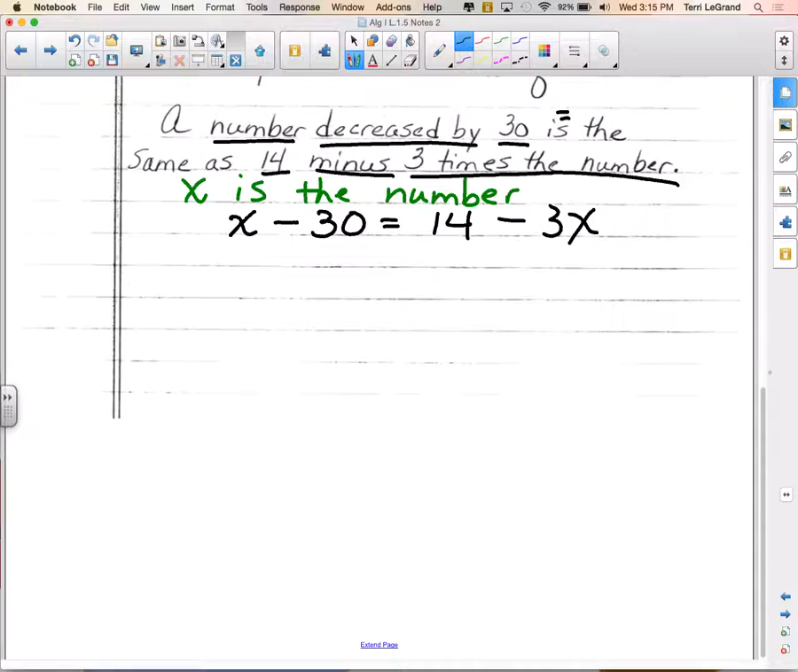What if they used the words less than though? If they would have said a number less than 30, how would we have written that expression? 30 minus x. So we have to be careful when we're writing these that we know how to remember. We learned way back in lesson 1.1 how to translate between words and algebra. Okay, go ahead and solve this.